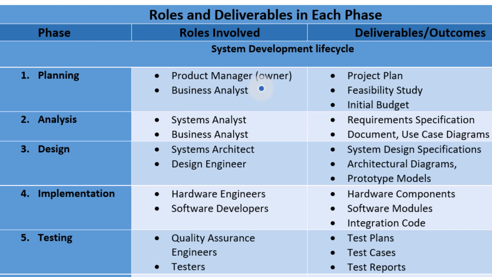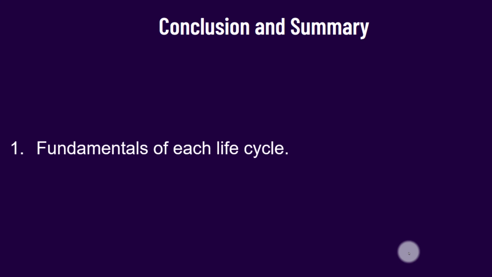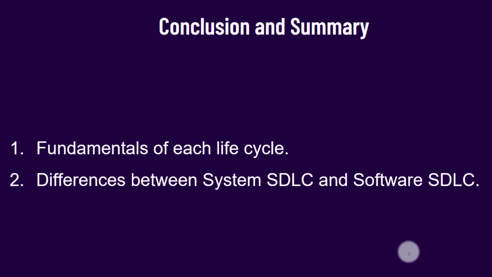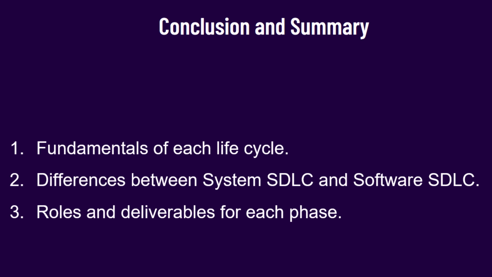Let's summarize what we have covered today. We explored the key phases and components of both the system and software development life cycles. Next, we clarified the scope and focus of each life cycle, highlighting the distinct areas they address. And finally, the roles involved and the critical deliverables produced at each stage of both life cycles.